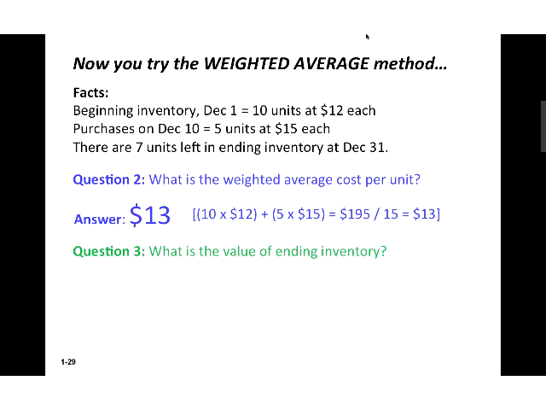So we're looking for the value of ending inventory. Look back at the facts and ask yourself, how many units are in ending inventory? Well, we had 7 units in ending inventory. And then what are we valuing them at? This is the weighted average method, so we're going to value them at the weighted average cost per unit. 5 seconds to finish on this one. Okay, value of ending inventory, time to get your answer in.